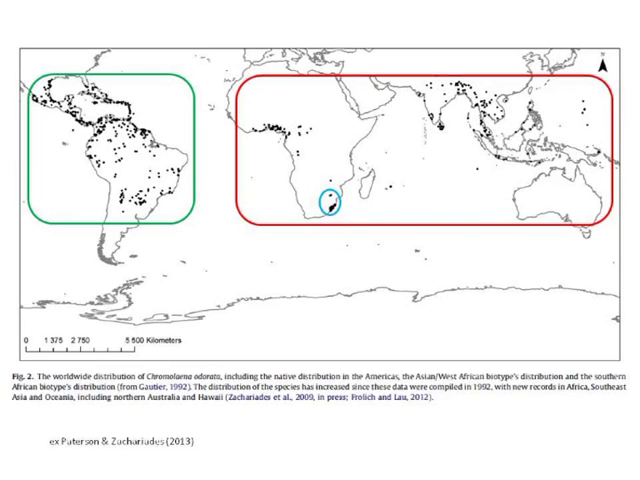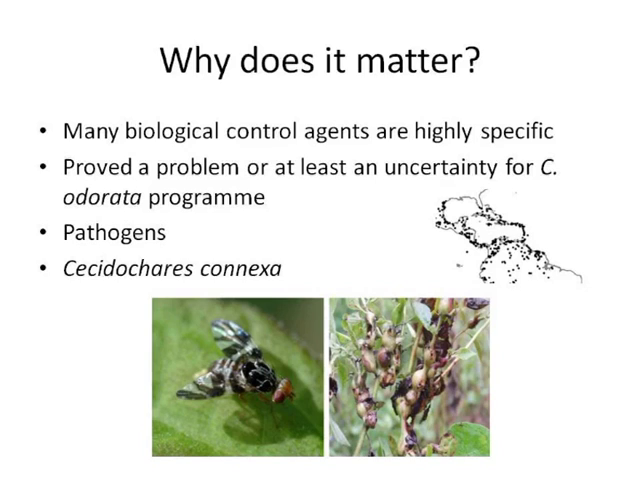The aim of this study was to find out where our South African plants came from. So where in the native range did our South African plants originate? But why is this important? Many of us know that biocontrol agents can be very host specific, and they can be host specific within genotypes of the plants. In the case of Chromolaena odorata, it became very apparent while working on the plant that this was definitely an uncertainty in terms of biocontrol of Chromolaena odorata.